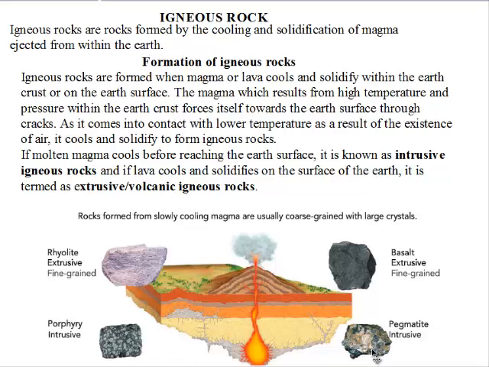So we have some examples here. You can see intrusive, we have the porphyry, we have the pegmatite. Then when you talk about the extrusive, that is the ones formed on the surface of the earth, we have the rhyolite and we have the basalt. So this is how we can explain the formation of igneous rocks. When the rocks are formed within, they are called intrusive igneous rocks, and when they are formed on the surface of the earth, they are called extrusive igneous rocks, and they are all formed as a result of the cooling and solidification of magma.